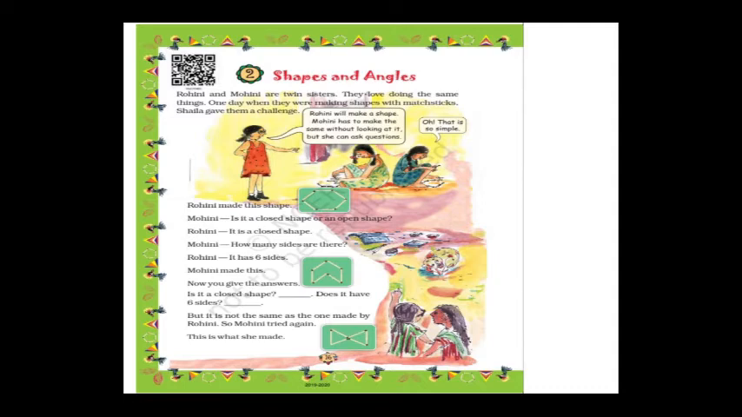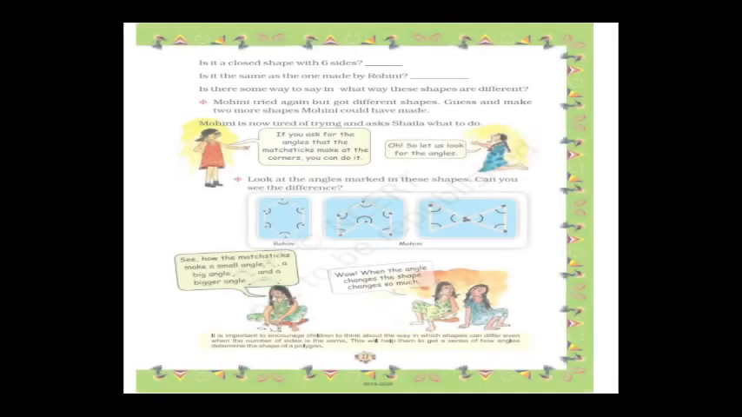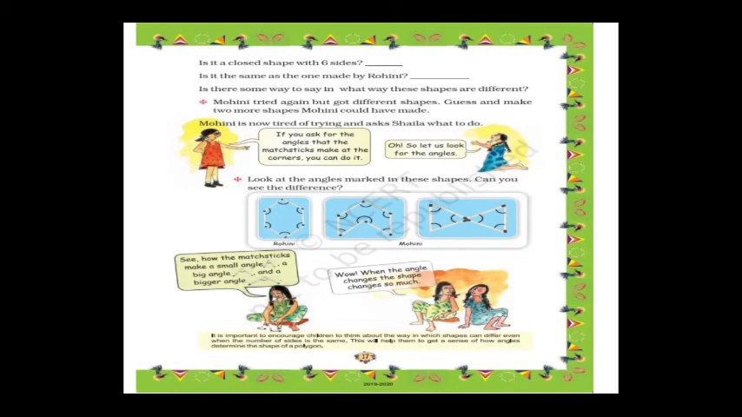Rohini made that hexagon shape, and it is a closed figure, and they are discussing both. See, both of them made the same figure, and the shape is different, but it is closed, and both of them have 6 sides. It is a closed shape with 6 sides, the same as the one made by Rohini.